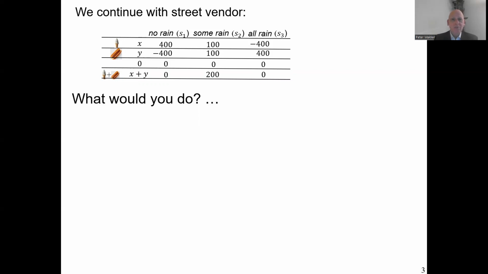One thing that people often say in this situation is, I'm going to look at expected value. Let me take probabilities 1/3, 1/3, 1/3. Then the expected value of X is 1/3 times 400 plus 1/3 times 100 plus 1/3 times minus 400, and you get 33.3. For Y, you do a similar calculation. Again, the expected value is 33.3. Doing neither gives 0, of course. X plus Y is 1/3 times 200, which is 66.6. So X plus Y, taking both, has the highest expected value, and that is what you do.